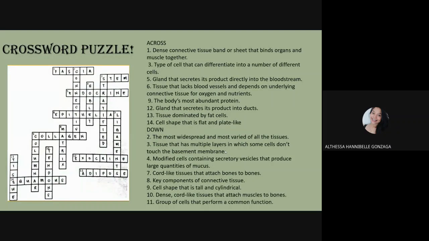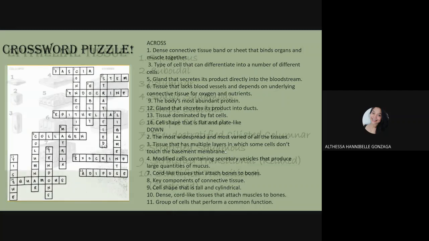So our answers are shown in this slide. For the across section, the answers for our group are 1, fascia, 3, stem, 5, endocrine, 6, epithelial, 9, collagen, 12, exocrine, 13, adipose, and 14, squamous. And for the down section of the puzzle, our answers are 2, connective, 3, stratified, 4, goblet, 7, ligaments, 8, matrix, 9, columnar, 10, tendons, and 11, tissue.